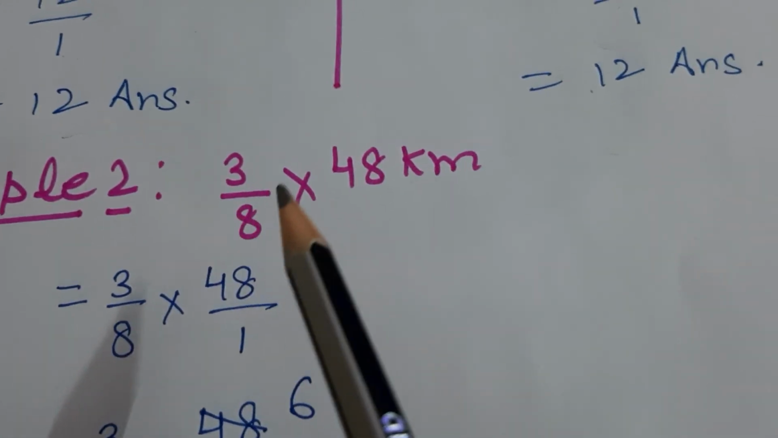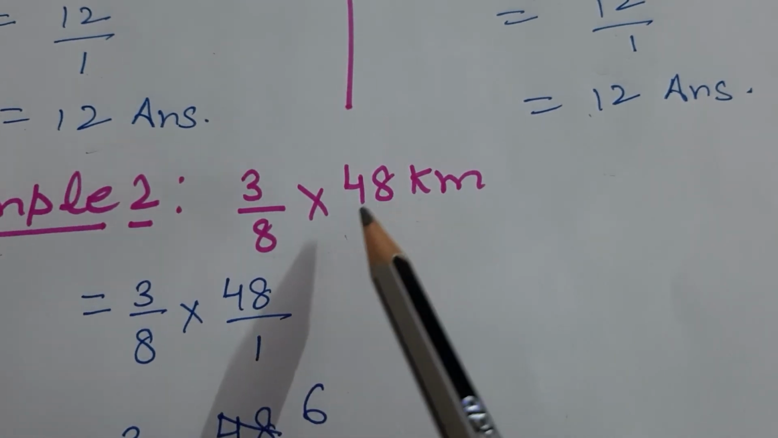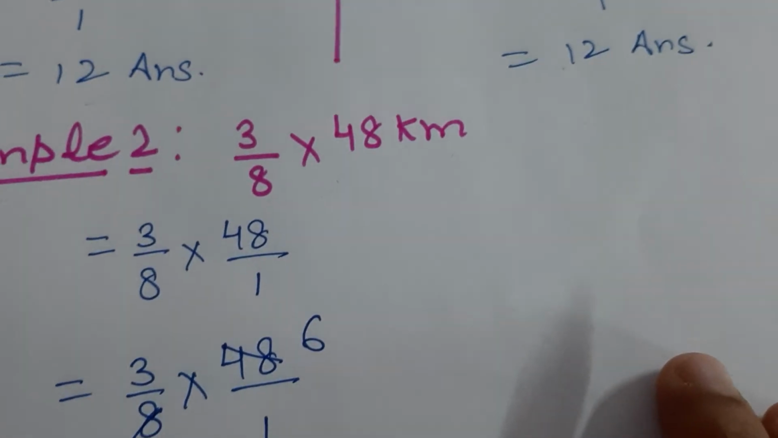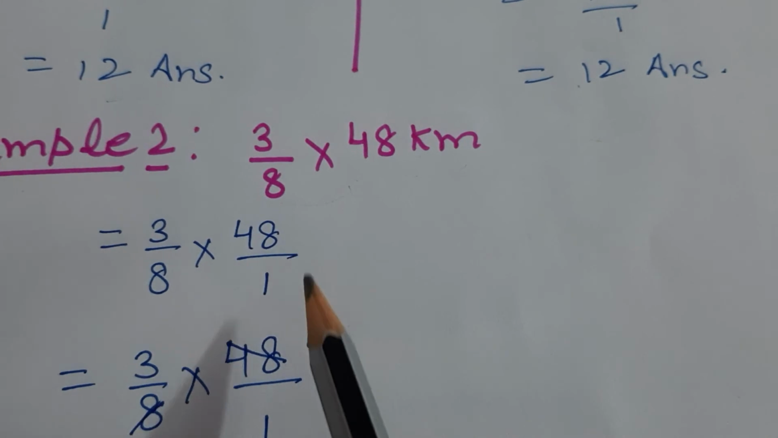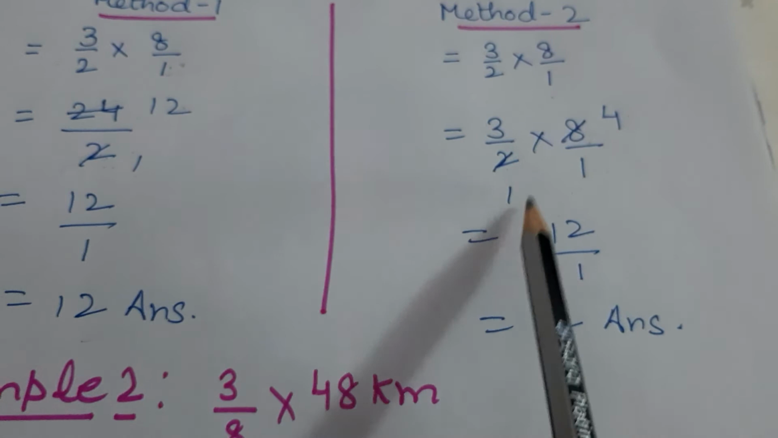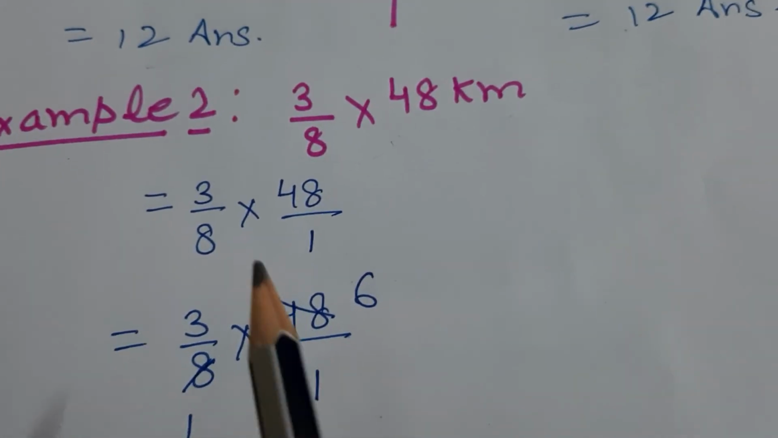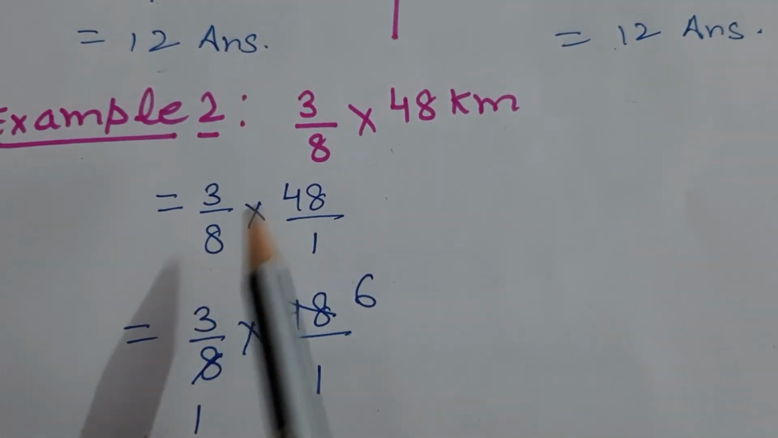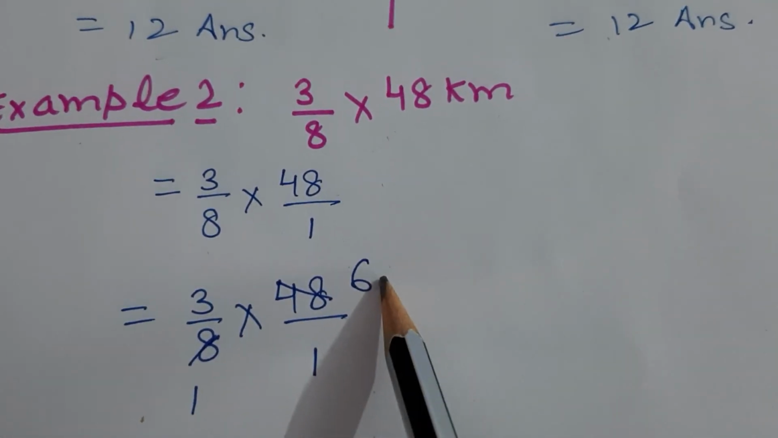for more understanding. First is the fraction 3 by 8 and next is the whole number 48 kilometers. Now here units are given. Okay, so 3 by 8, the step is the same, 3 by 8 into 48 over 1. Now I am following the second method. It's your choice, you can follow any method. So I am adopting the second method here. Now I can see 8 and 48. There is a common table of 8. So 8 ones are 8, 6 eights are 48.